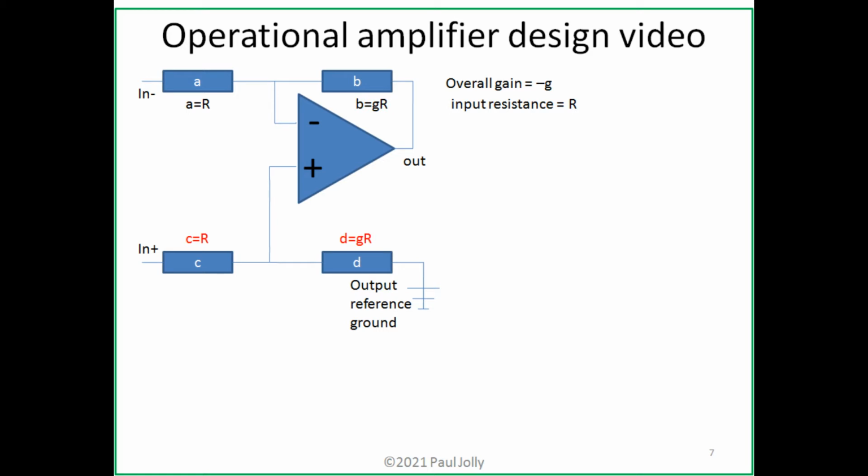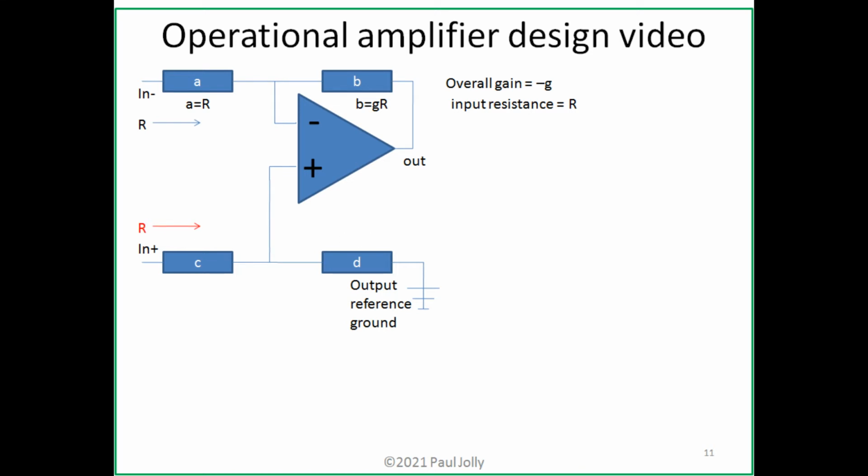Now, conventionally, to balance out both sides, we also set C equals R and D equals G times R. But this gives us a problem, because looking into in minus, we see the resistance R as the op-amp negative input is a virtual ground. But looking into in plus, we get the value of C plus the value of D as the positive input of an operation amplifier's high impedance.